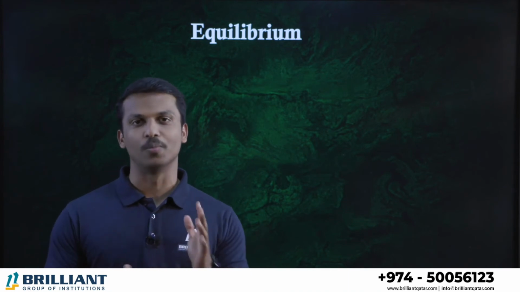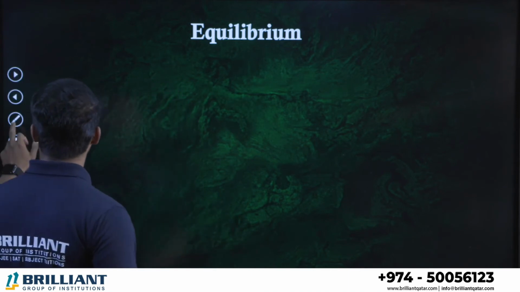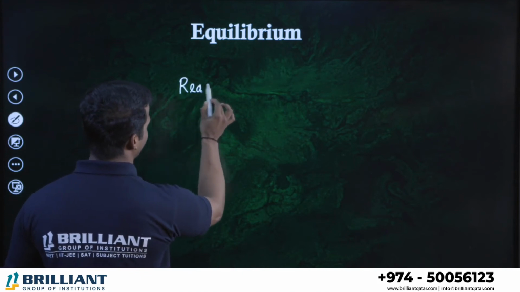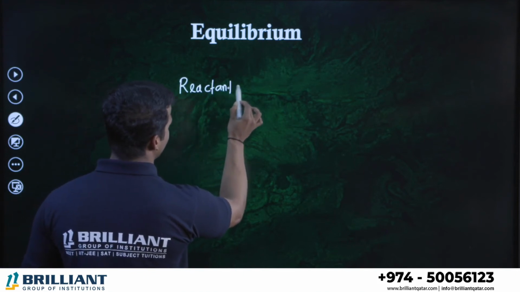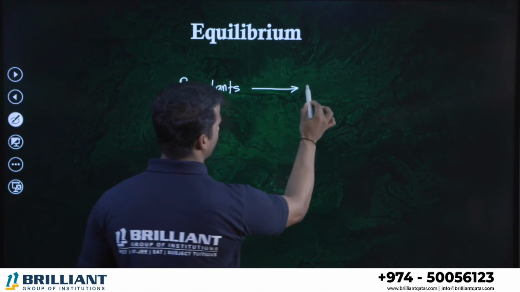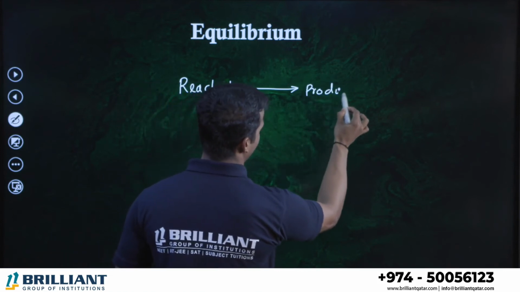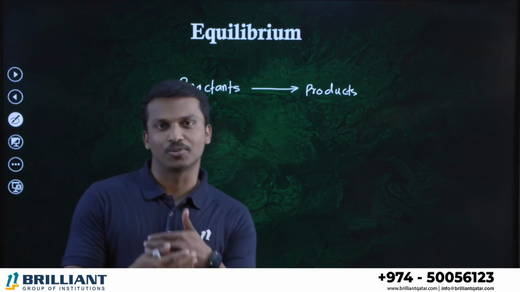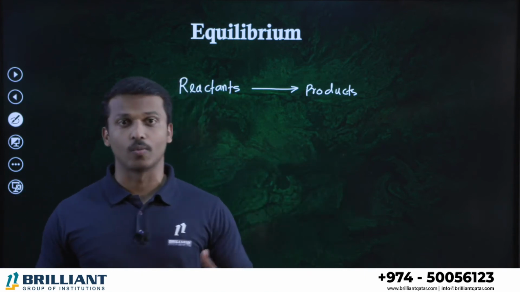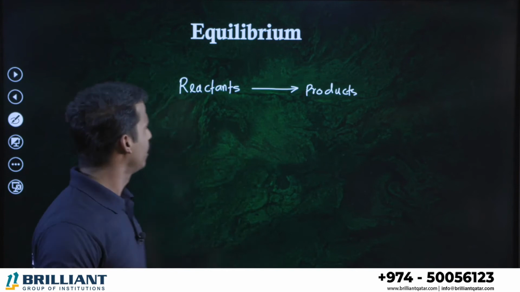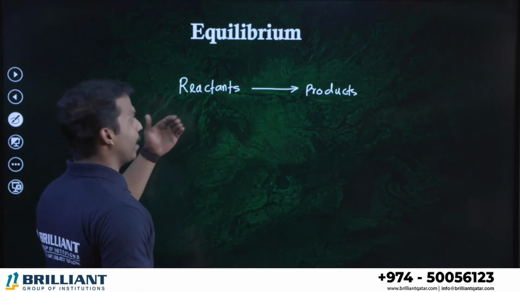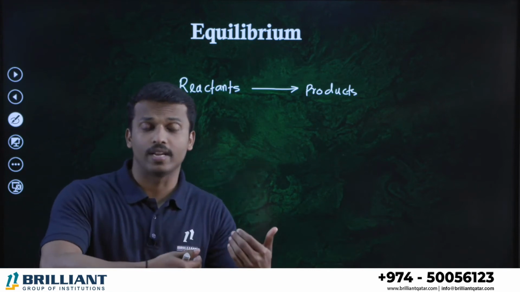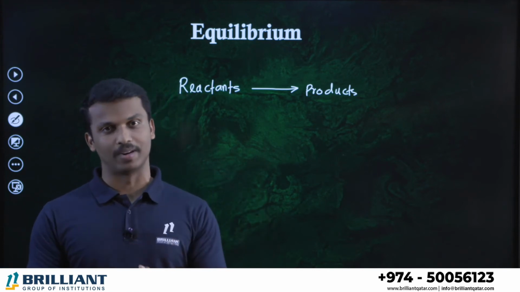What is an equilibrium? See, in a reaction, the reactants are converted into products, right? This is called a chemical reaction. Some reactants are combining together and we are getting a product. There are two types of chemical reaction. One is called reversible reaction, and one is called irreversible reaction.